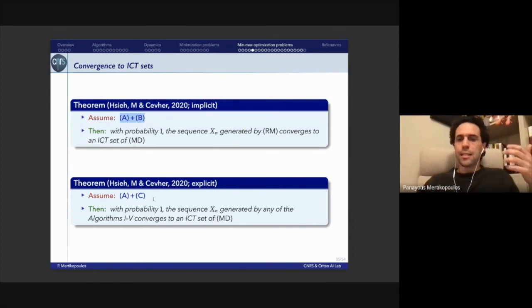If you take the C-type conditions, which only concern the oracle, and you zoom in on the class of all the algorithms considered in the beginning, then you can show that with probability 1, the sequence generated by any of these algorithms converges to an ICT set of the mean dynamics.